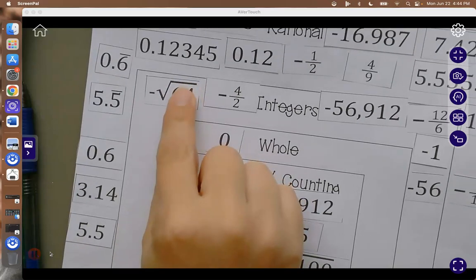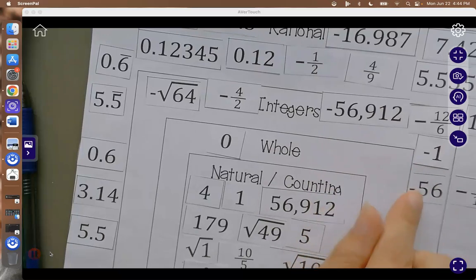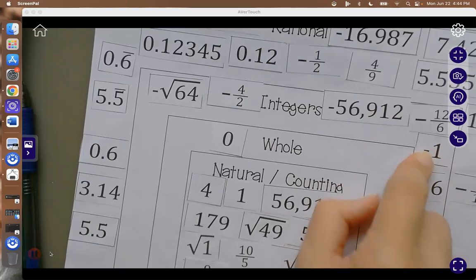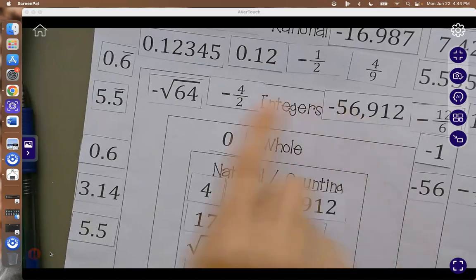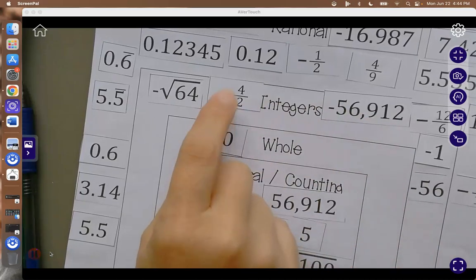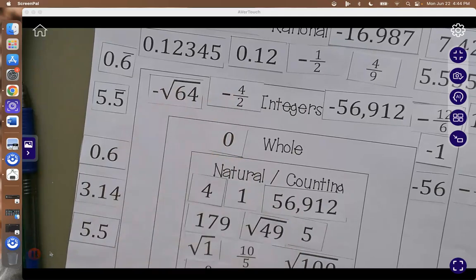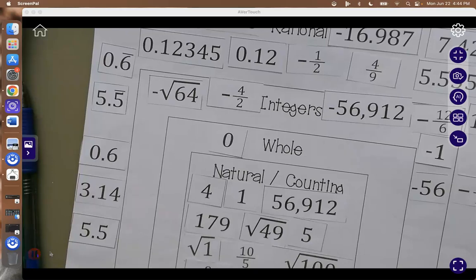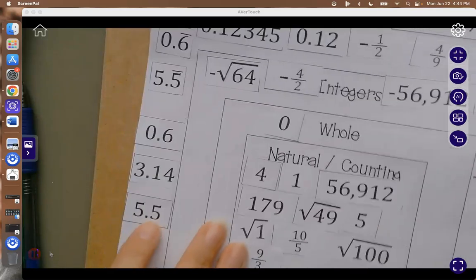Integers, you would have only added the negative things that would have been counting numbers. So you have negative 56, negative 1, negative 2, negative 56,912, negative 2, that's what this would have become, and this will become negative 8. Okay? Rational has a bunch. Okay? So let's just start right here.